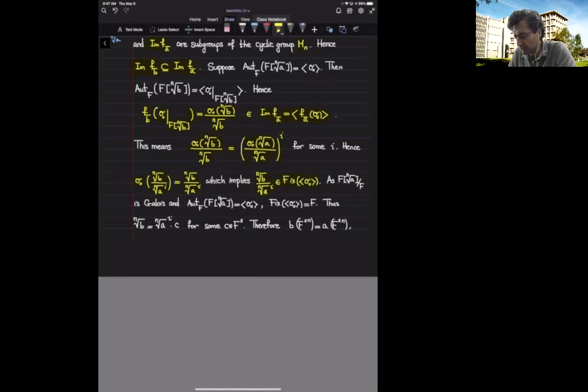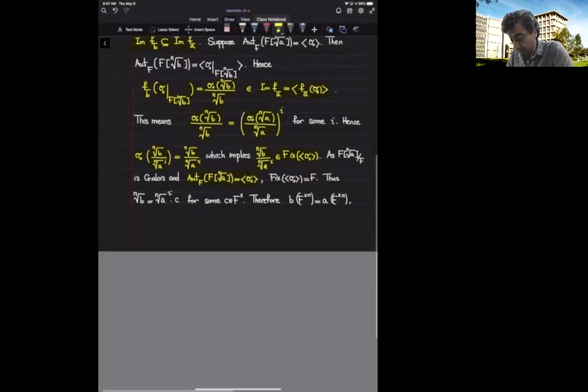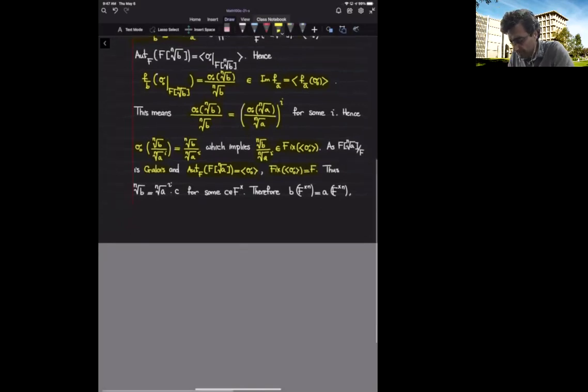So again, let's go over this argument. This belongs to the fixed field of the subgroup generated by sigma naught, but that group is the entire group of automorphisms of E over F. And therefore, because this extension is Galois, the fixed points of this group of automorphisms is the base field. From there, we deduce that the numerator is just the denominator times something inside the base field, capital F. So the nth root of b is the nth root of a raised to the power of some integer times some element of F cross.